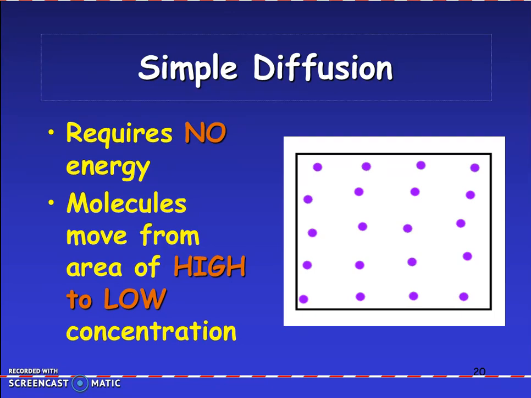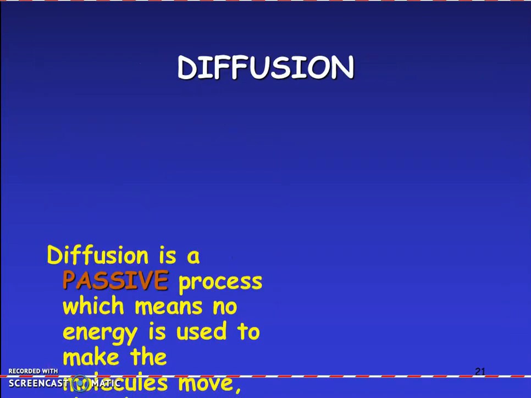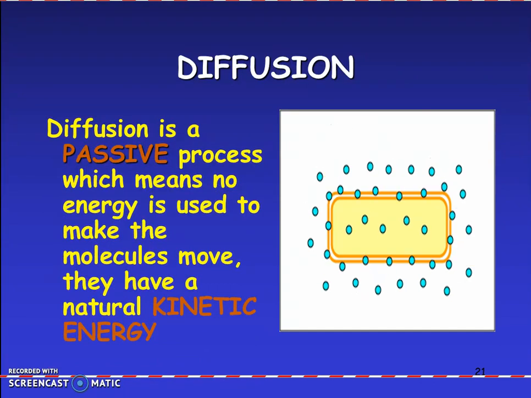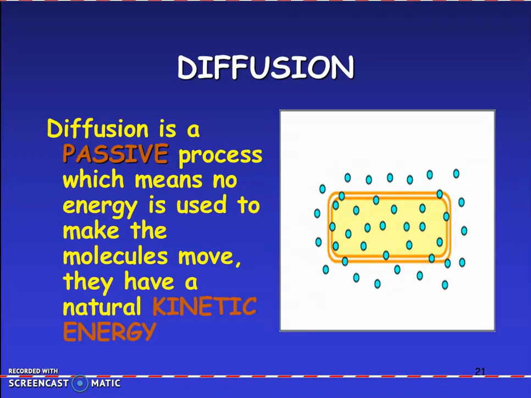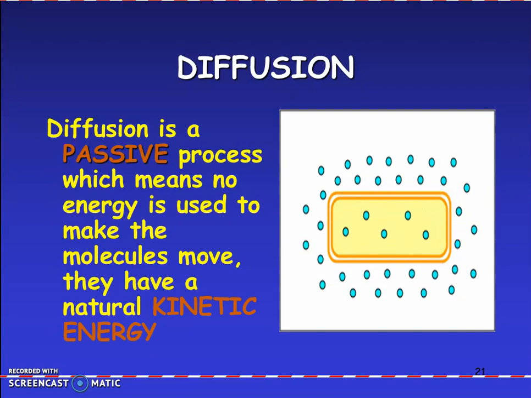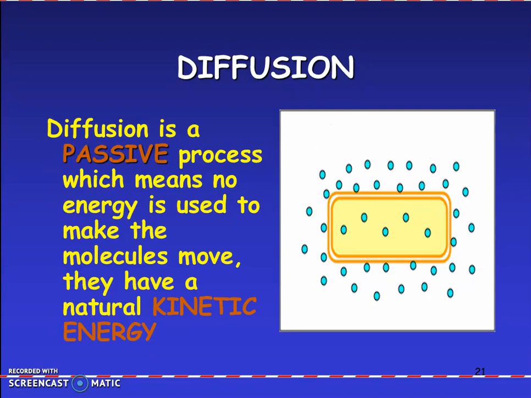They move from the area of high concentration where you have sprayed, and gradually move to the area of low concentration. So in simple diffusion, you do not require any energy. As you can see, diffusion is a passive process, which means there is no requirement of energy, and it makes the molecules move from high concentration to low concentration. And these molecules move because they have kinetic energy.